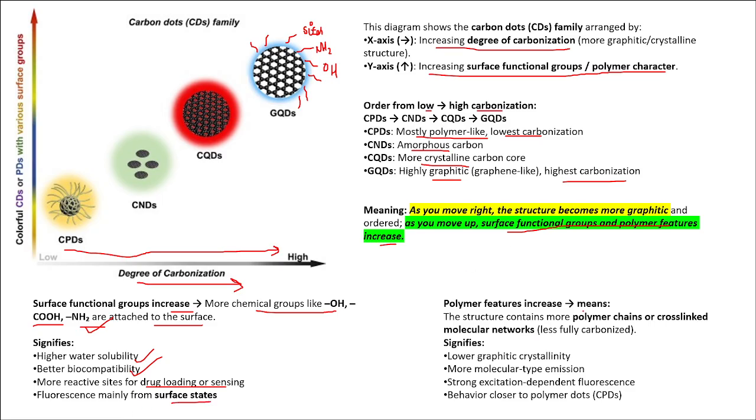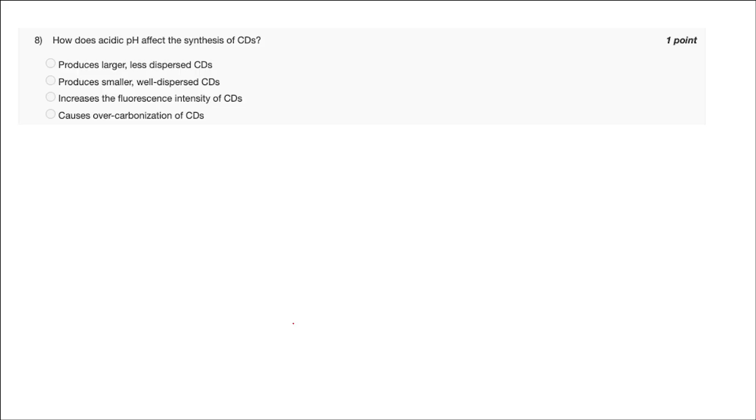So polymer features increase means the structure contains more polymeric chains or cross-linked molecular networks. It signifies lower graphitic crystallinity, more molecular type emission, strong excitation dependent fluorescence, behavior close to polymer dots. So some of the important things that you can remember from this slide is that as we move from low to high, this increases, and as the surface functional groups increase, it becomes more capable of further conjugating, to be used for drug loading or all those purposes.